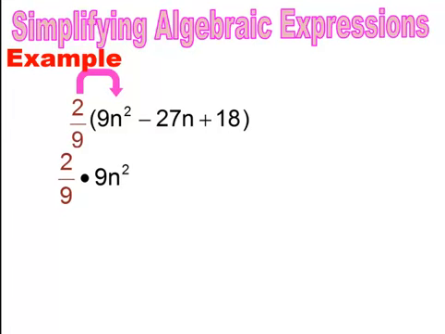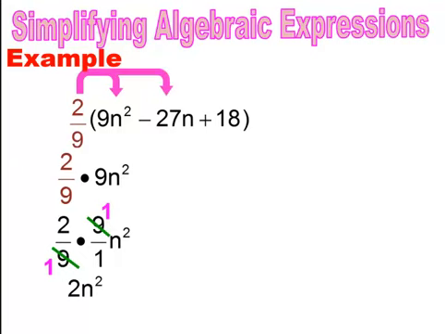I have 2/9 times 9n squared. Now I want to do this multiplication and have a fraction times a whole number. Put that whole number over 1. Now you can simplify. I'm going to simplify. The 9 will cancel. I multiply across, and I'm going to end up with 2 times 1 times n squared. So we end up with 2n squared when I do the distributive property.